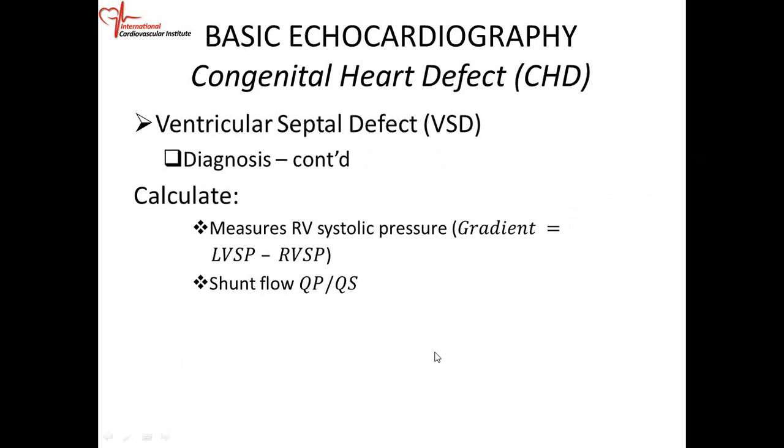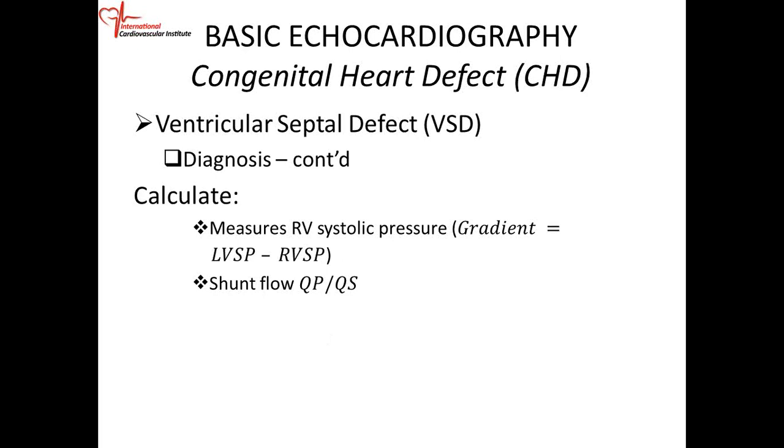The shunt flow, which is QP:QS, you should calculate it. Remember, for shunt flow, you're going to use pulsed wave Doppler. It's the stroke volume across the right ventricular outflow tract. Stroke volume is 0.785 times D squared times the TVI across the right ventricular outflow tract. The diameter is the diameter of the RVOT. You have to make sure that that's measured accurately. That's one of the sources of error.